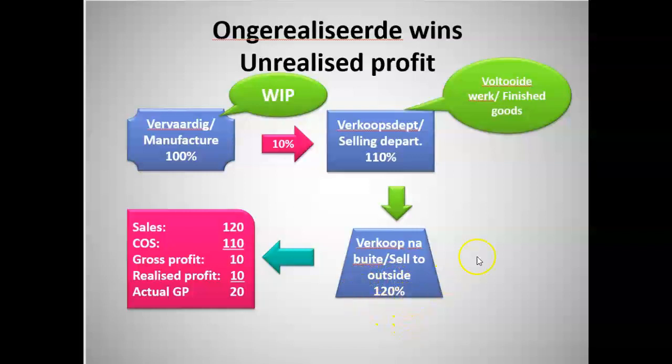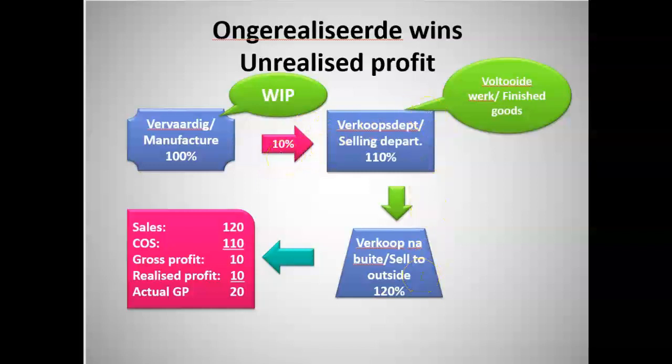So what does it mean? They realize, with the sales transaction, a 10 Rand profit. But what was the actual profit of this sale? The actual profit was 20 Rand, 120 less 100. The first 10 Rand, 10% of the 100, was actually taken by the factory at the date of transfer of the finished products to the sales department. And there they said they've made their 10%, their 10 Rand profit.